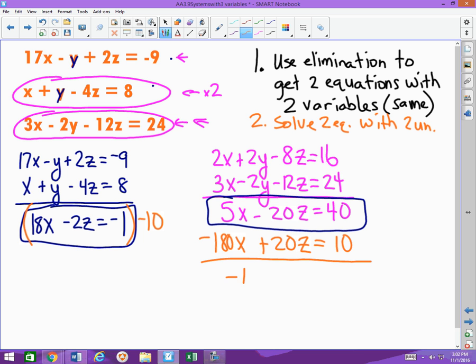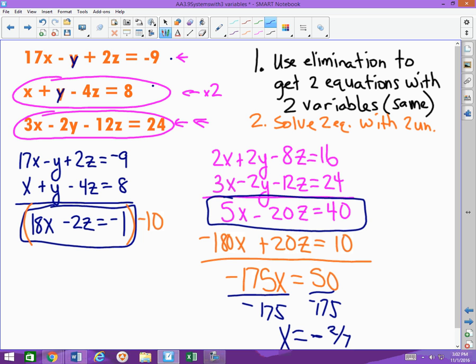Combine: negative 175x equals 50. Divide by negative 175, and x will be negative 2/7, because you can divide the top and the bottom by 25. Now that I know what x is, I can substitute that into one of these two equations to come up with what z is. I think I will use this one.